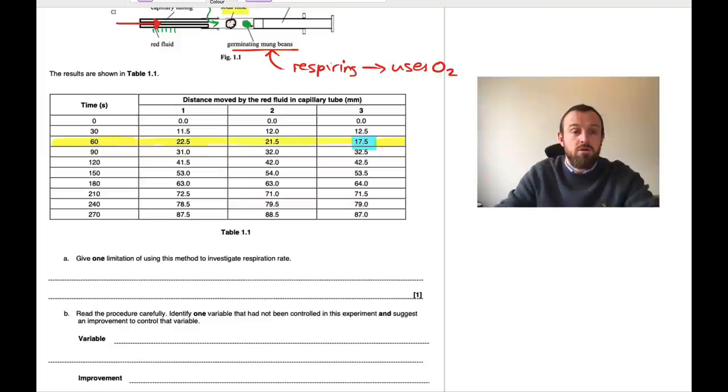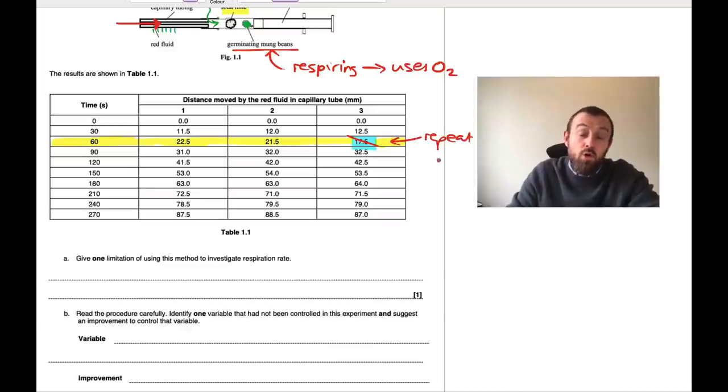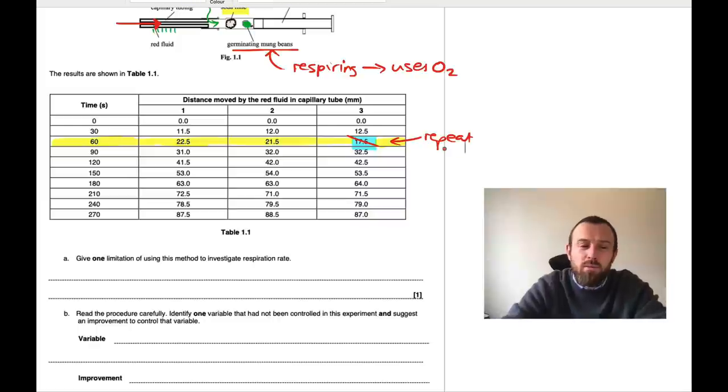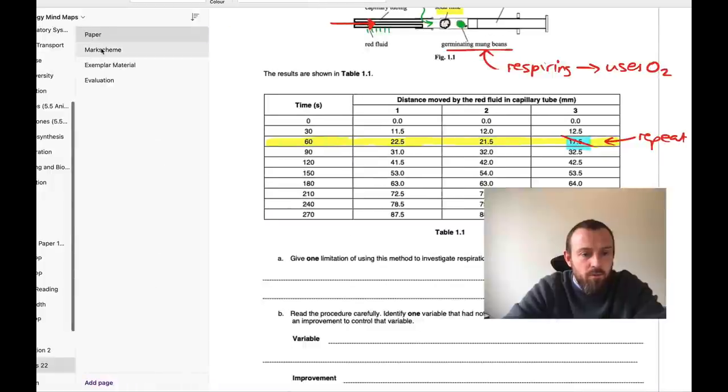A couple things you could do. Well, you could cross it out and ignore it when calculating the mean, or you could potentially repeat it and record another value for it. But probably the easiest one is cross it out and don't use it when calculating the mean. So let's look at the mark scheme for those two questions.